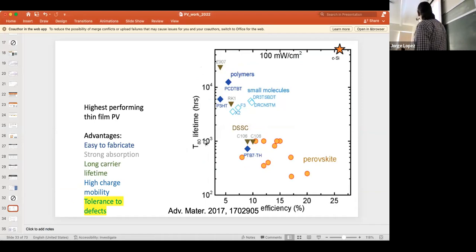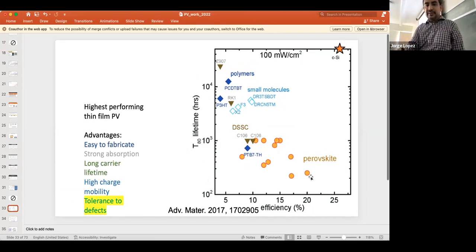In this picture right here, I'm showing you how much efficiency they have at the beginning on the x-axis. So these are all different perovskites. This is from 2017, so the record holder was 20% efficient. And then on the y-axis is how much time it takes for them to degrade to 80% of their original efficiency. What we see here is that there are materials like crystalline silicon that last for 30 years. So up here is 30,000 hours working. This one is about 200 hours working and then it degrades. So that's a big problem, right?